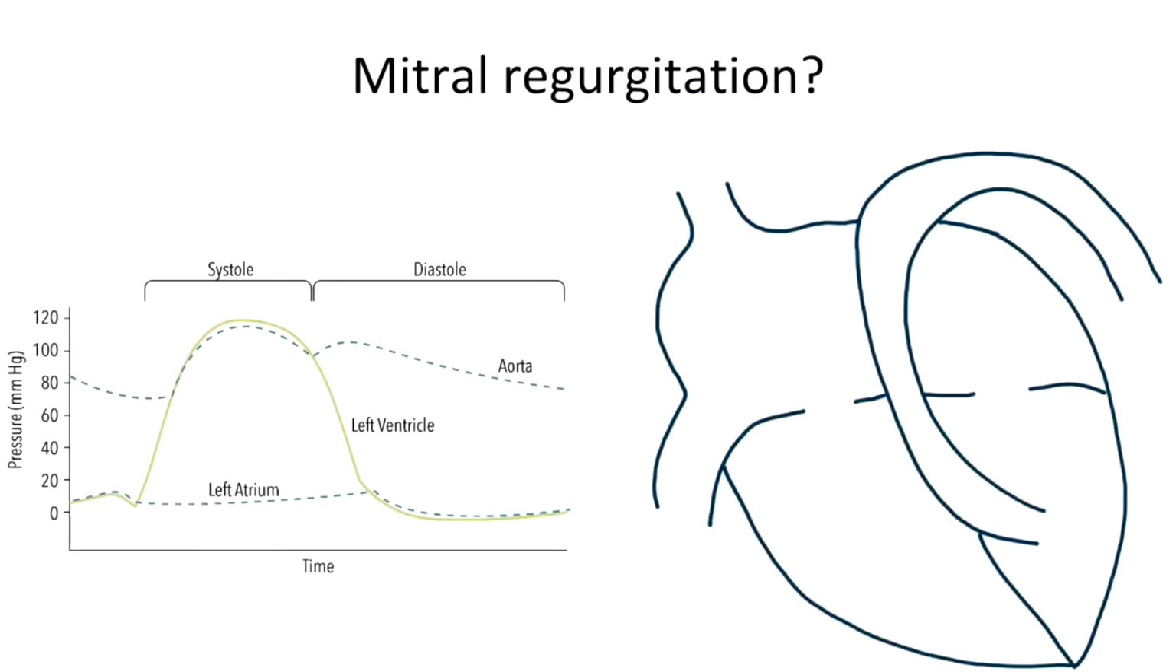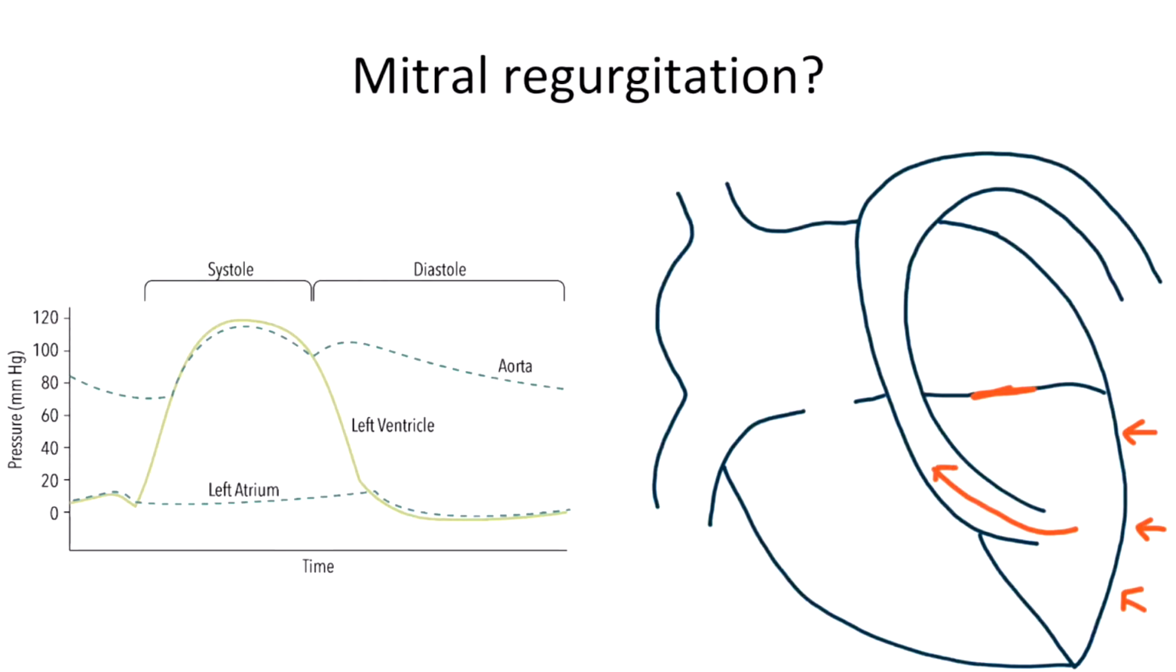Recall that mitral regurgitation occurs when the mitral valve is damaged such that it doesn't close properly during systole. So normally when the left ventricle contracts, which I'll indicate with these arrows here, the mitral valve should be closed. So I'll draw on a closed mitral valve. This allows blood to move smoothly from the left ventricle into the aorta.